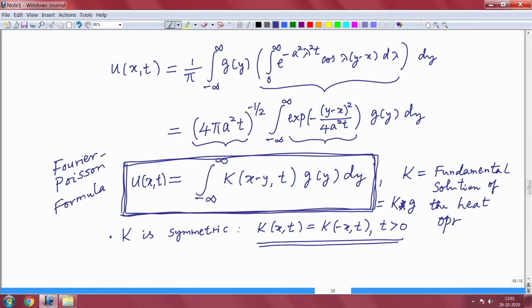So, I conclude this talk here. Though we started with some heuristic arguments, we arrived at this Fourier Poisson formula, and under boundedness and continuity assumptions on g, we did verify that it satisfies the heat equation and the initial condition. In the next lecture, we will discuss uniqueness and non-uniqueness results, and also the heat equation in a finite rod.